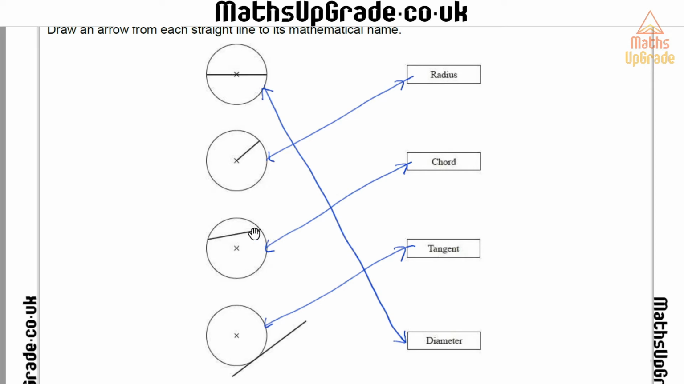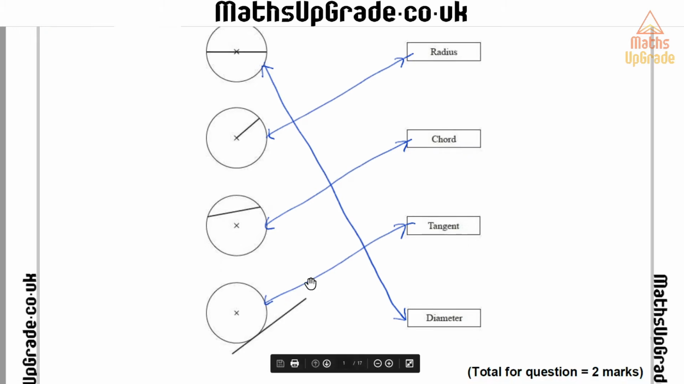A chord is similar to a diameter, but it doesn't go through the middle. So there's a chord there. The tangent, okay, is a line which just touches the edge of the circle. Just touches the edge of the circle, straight line. So there's the tangent there. So that is 2 marks for that question.